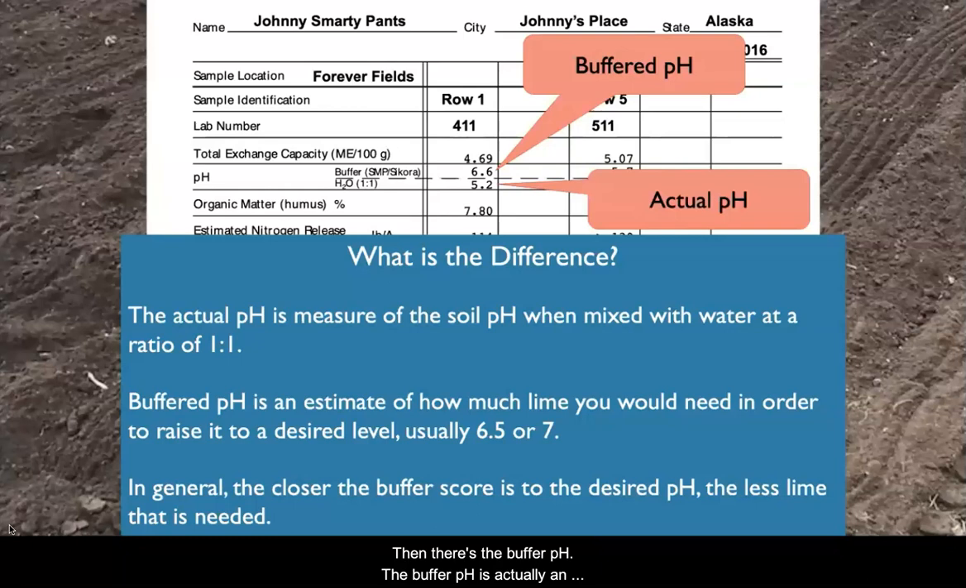The buffer pH is actually an indicator from adding a reagent to the soil and then measuring how much it's changed after that addition has been added. So it's an index for lime. It's simulating putting lime in the soil and seeing how far the soil pH changes. This buffer pH is great for us because it tells us how much lime we need to add to the soil in order to increase our soil pH. In Alaska, usually our soils are acidic and we need to increase the soil pH.